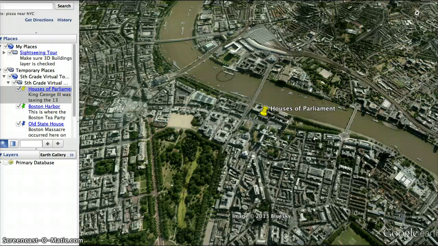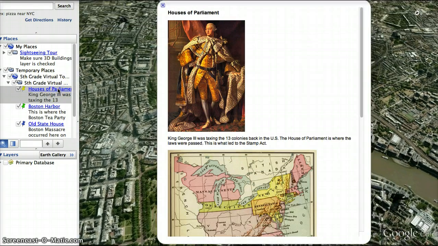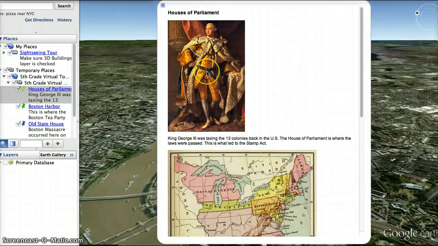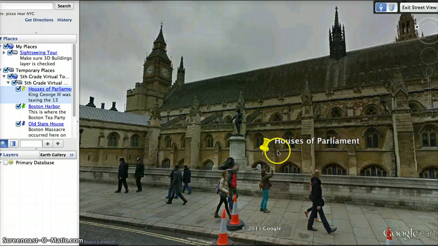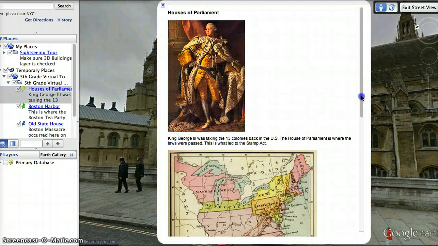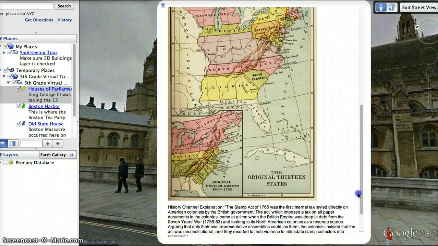In this unit, we will be focusing on the beginnings of self-rule in the United States. We're going to discuss the Stamp Act, what it was, and how it affected the people in the 13 colonies. Let's go to Parliament now, where it was passed, and see what's going on there. This is a picture of King George III. He was the person who passed the Stamp Act for the colonies. This is a picture of the original 13 colonies, so this is who the Stamp Act affected.